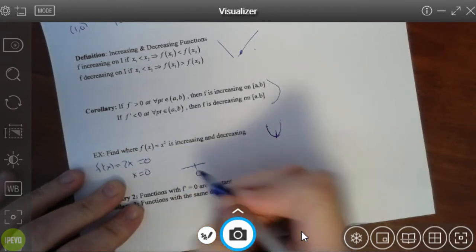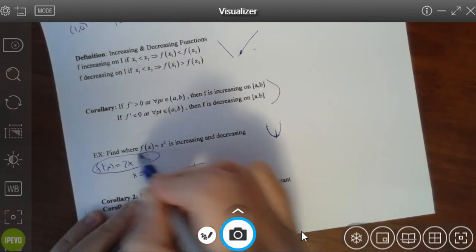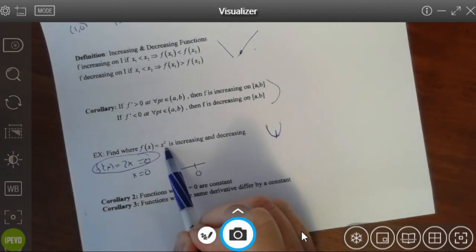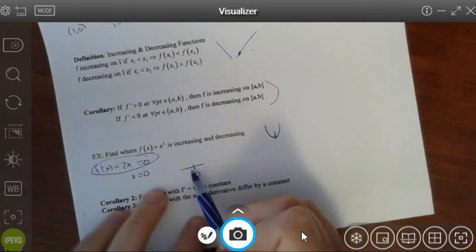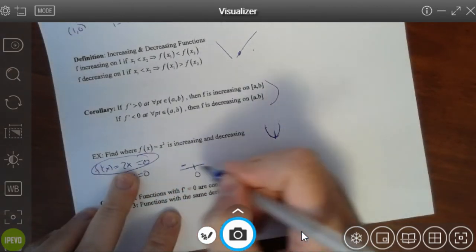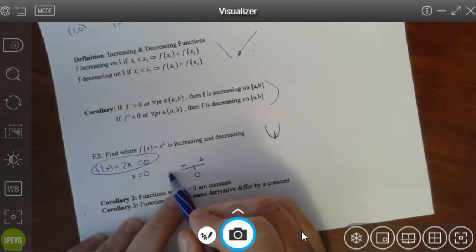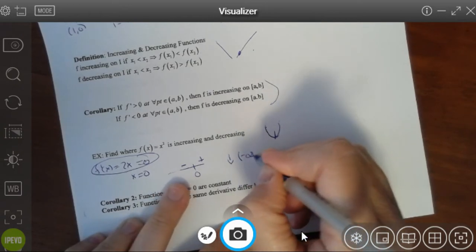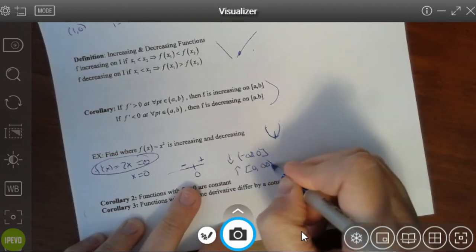So we're just going to put it on a number line and test it. If I plug in negative 1, remember you plug it into the derivative. If you plug it into the original, that is a y value. I want to know what slope is. Increasing and decreasing are slopes. So plug in a negative 1, you get negative. Plug in a positive 1, you get a positive. So that tells me that this is decreasing from negative infinity to 0, and it is increasing from 0 to infinity.